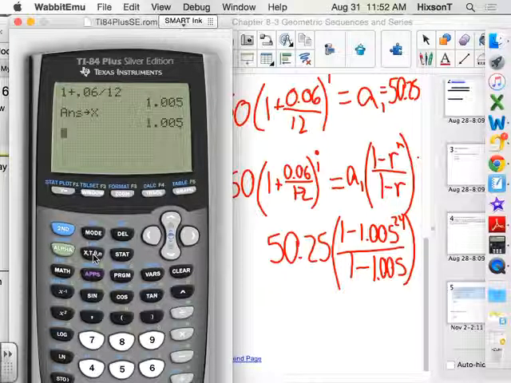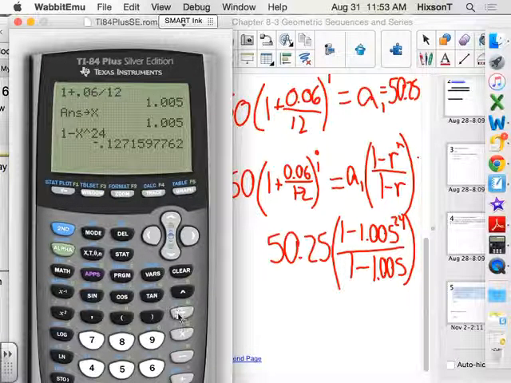Now when I plug this in, I can actually type in 1 minus x to the 24th power. I should put parentheses around the X, but the calculator follows the order of operations. Order of operations says do the exponent before you do subtraction, so it'll do it right this way. So we've got that. That's going to be your numerator.